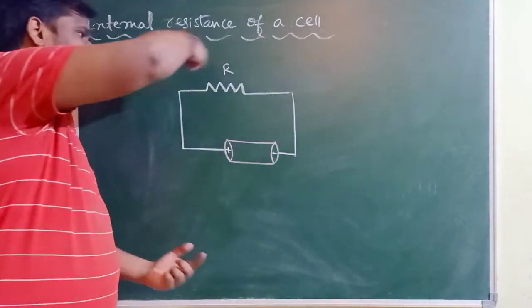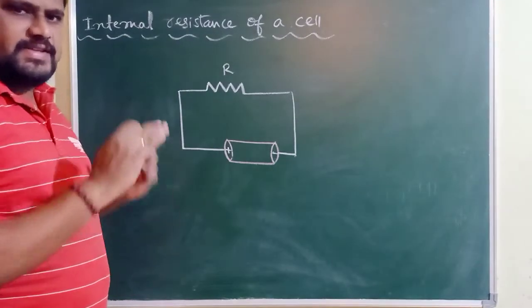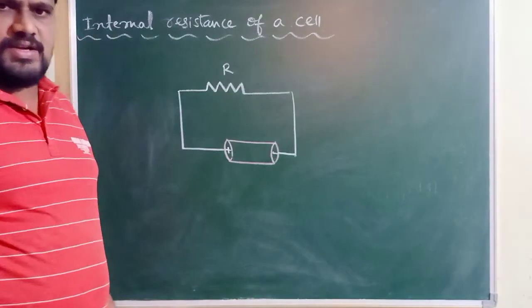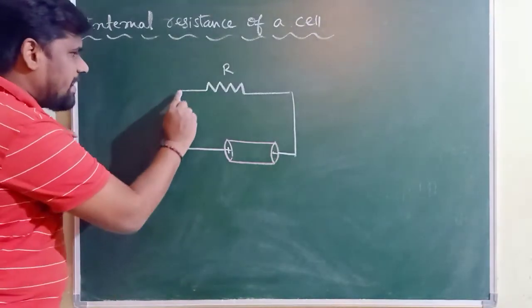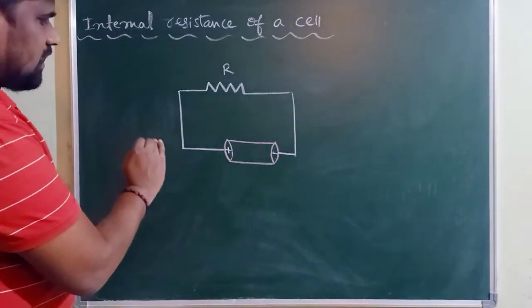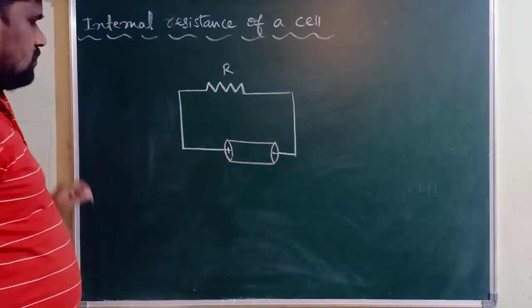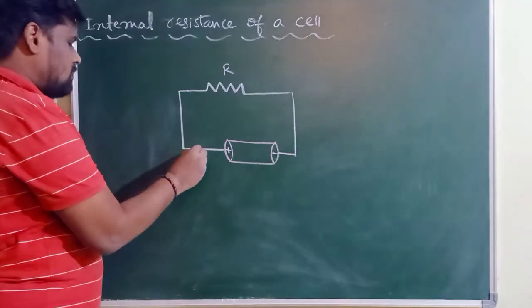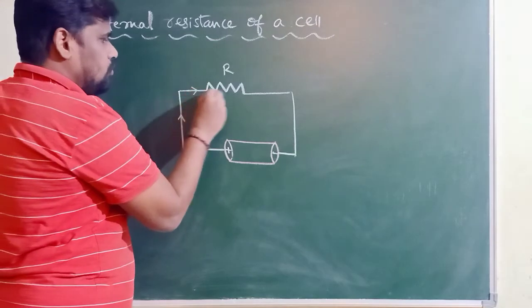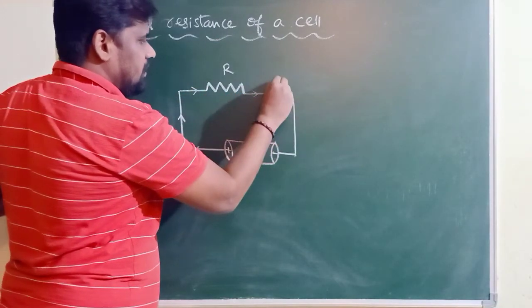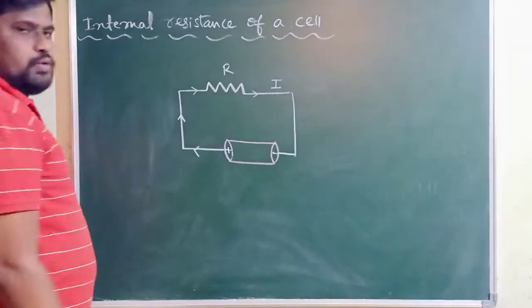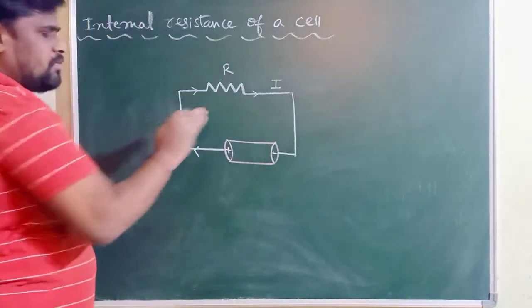Except the cell, whatever components we have, those all come under what? The external circuit here. Through the external circuit, the current starts flowing here. So this is the direction of the current through the external circuit. When the current is flowing through the circuit, that current is drawn from the cell.